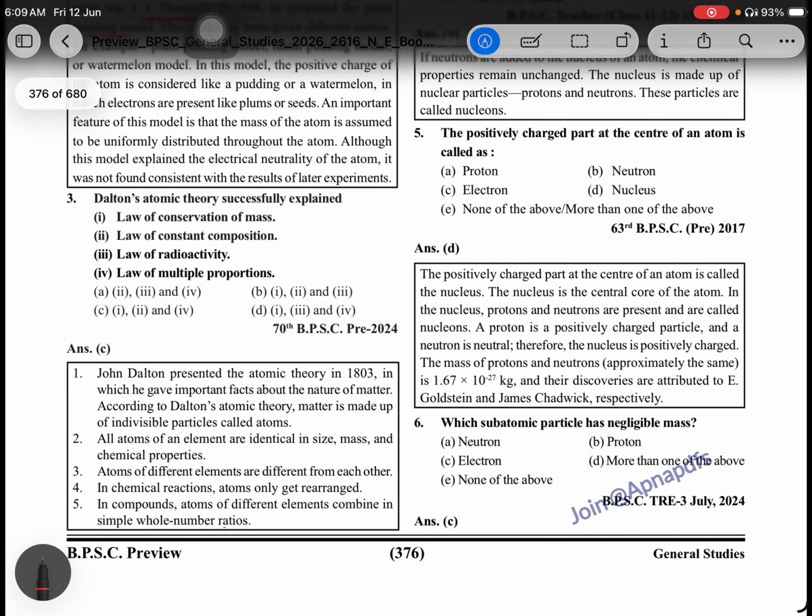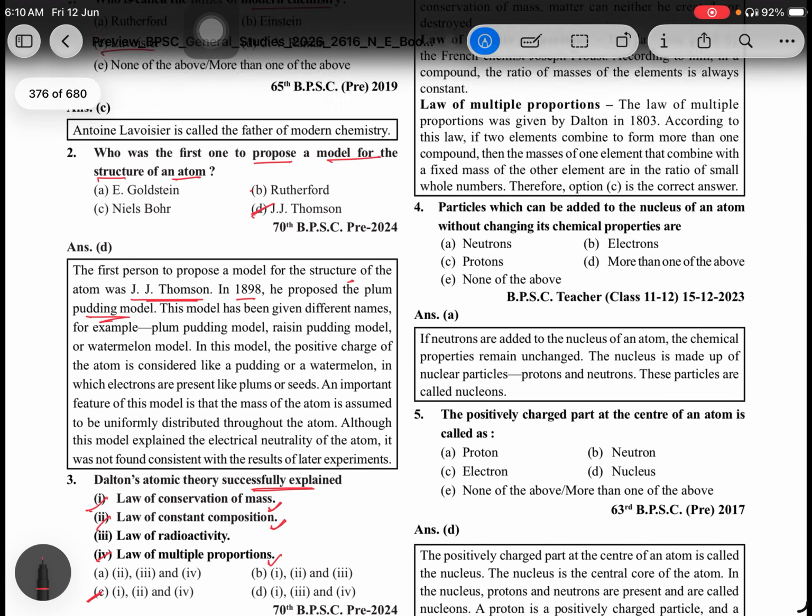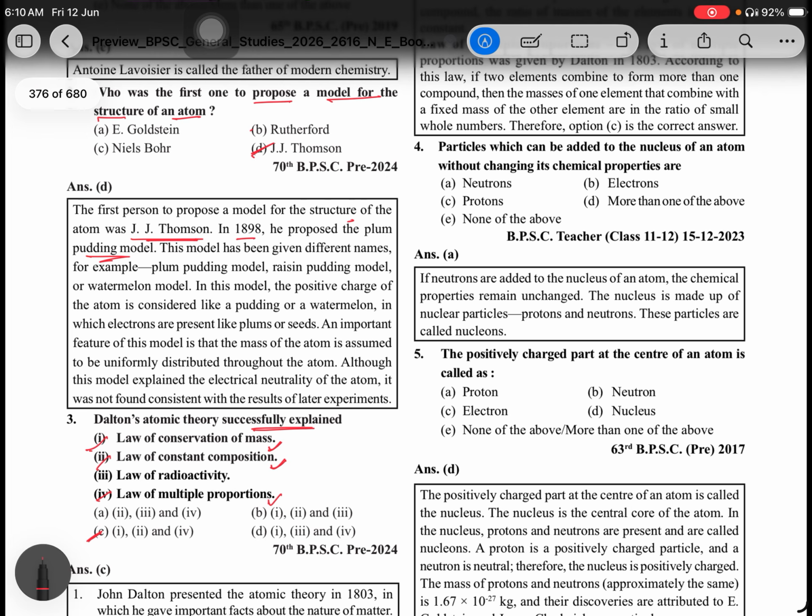Dalton's atomic theory successfully explained the law of conservation of mass, the law of constant composition, and the law of multiple proportions. The answer will be 1, 2 and 4. C is the correct option. We move to the next question.